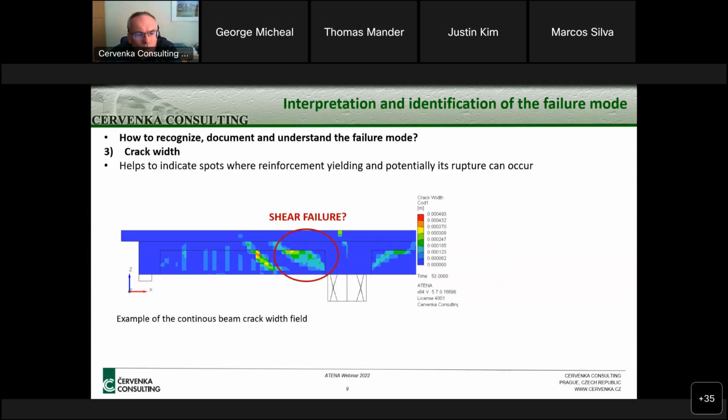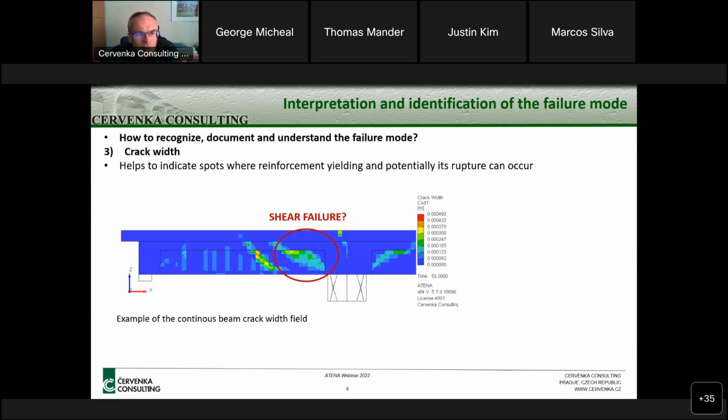And now about the failure. In ATENA you can display cracks, you can display crack width. So this is of course the first information about the failure mode. This will tell you that there is cracking. Of course, cracking often doesn't mean failure. We are dealing with concrete, reinforced concrete. ATENA is mainly for the analysis of reinforced concrete, as you know. So in concrete, the cracks occur quite early, and definitely it doesn't mean that there is a failure.